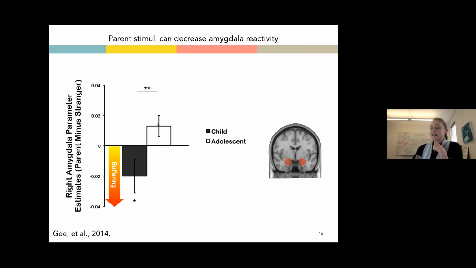For teens, they actually saw the opposite. For teens, amygdala reactivity was slightly higher when looking at pictures of the parent than when looking at pictures of the stranger. So just by looking at their parent's face, this brain region, which really responds to and pays attention to salient or strong emotional events, was dampened a little. So parental stimuli can help children to dampen or regulate their amygdala output.